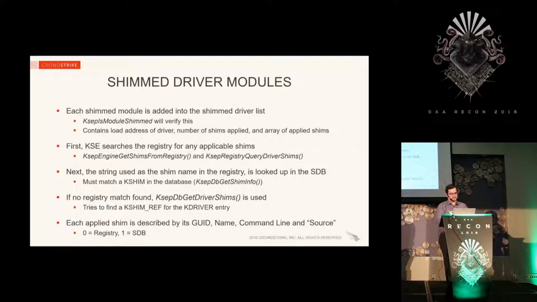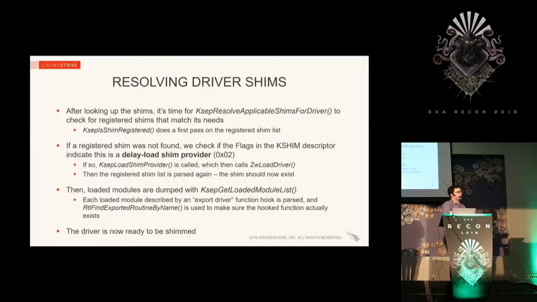Now, once we've identified that a shim is active and correctly defined for a driver, we're going to be resolving the shims. First of all, is that shim registered? For a shim to be registered, that means a provider ran. The shim provider registered that shim and says, I provide a shim called foobar with the GUID so-and-so. Now, it's possible that a shim provider hasn't yet loaded. In other words, you're loading the driver before you're loading the shim provider.